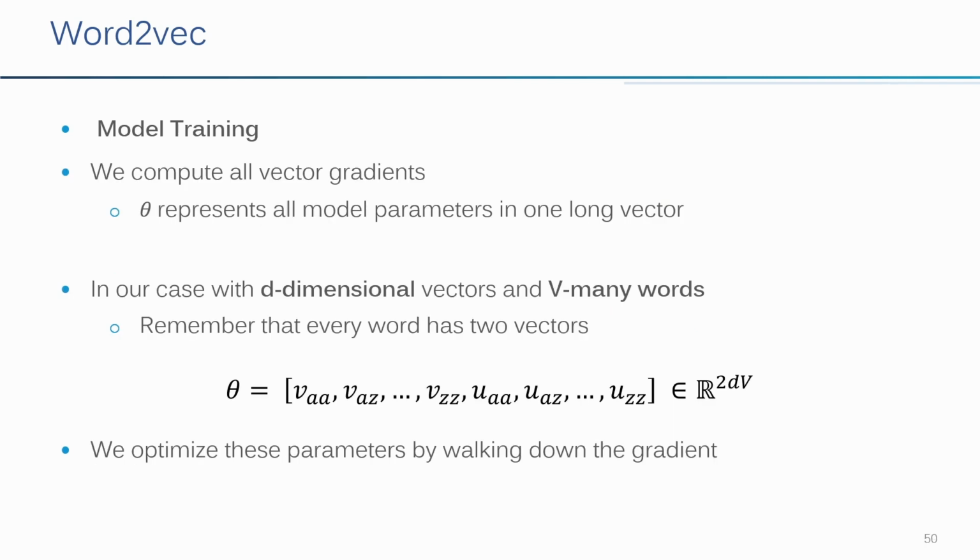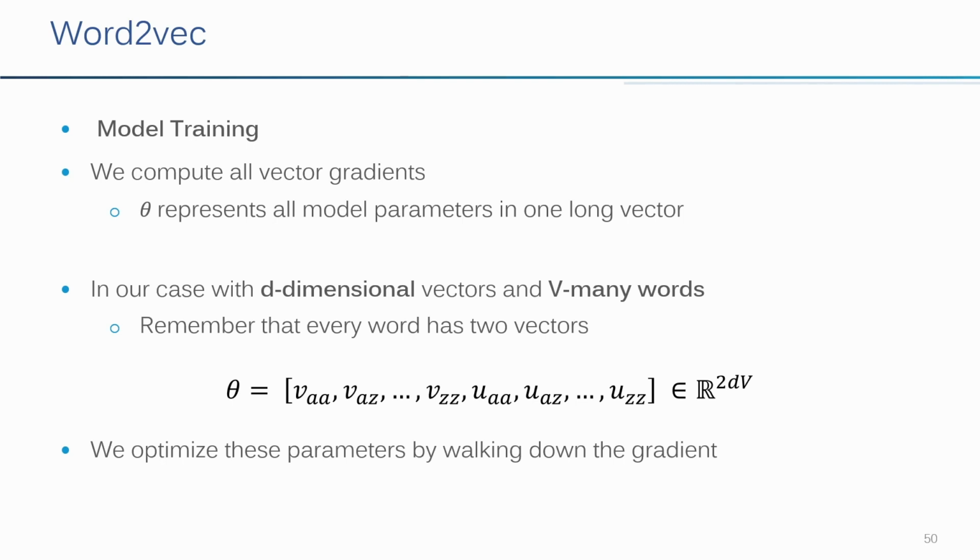Yes, what are the parameters that we have here to work on? In our case, we compute all the vector gradients that we have there, and this data right here represents all the model parameters in one single long vector. And what are those parameters? It's pretty much the vectors for our words.